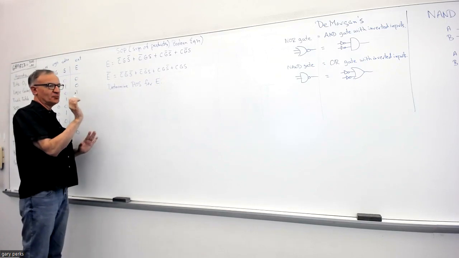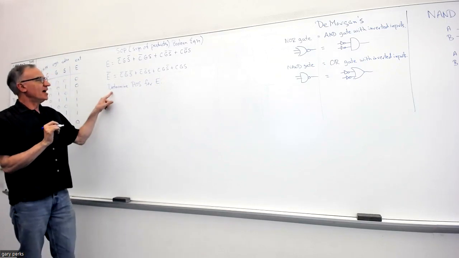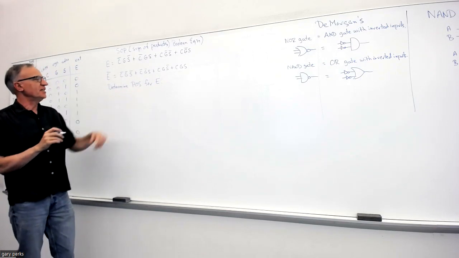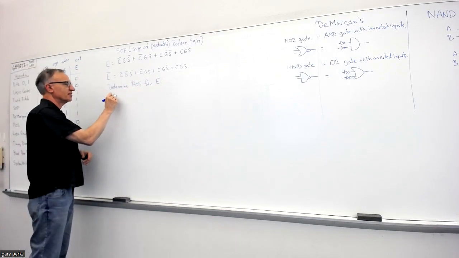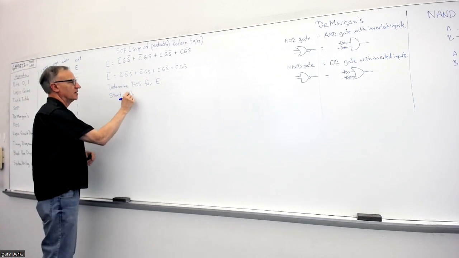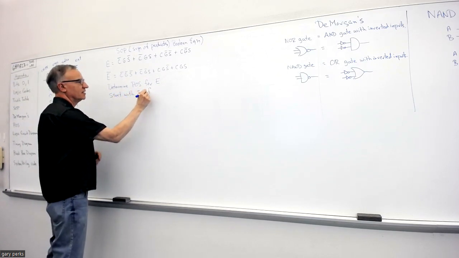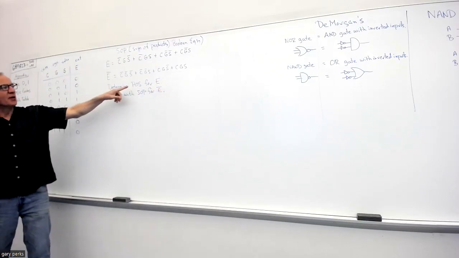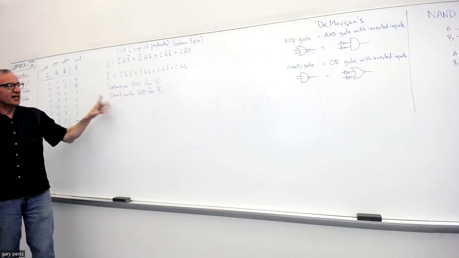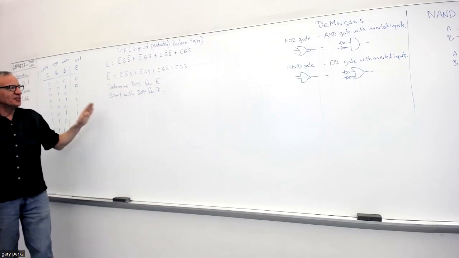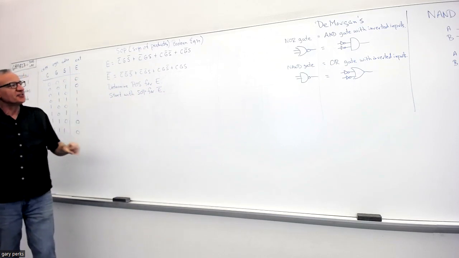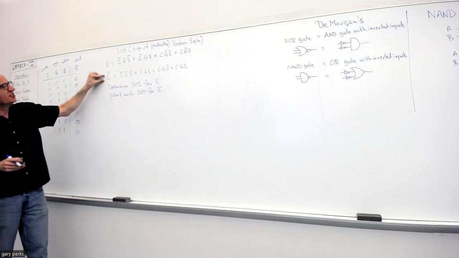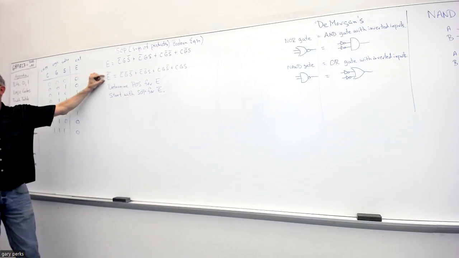Okay, but an important thing you always got to remember is that if we want POS for output E, we're going to start with SOP for not E. So you want POS for E, but in order to do that, and you'll see the reason why in probably like 10 minutes or so, we got to start with SOP for not E. So we're going to start with this expression that we got from the truth table, where the zeros were our output.